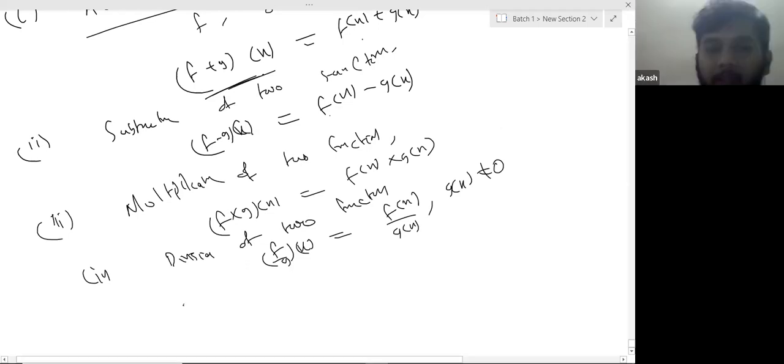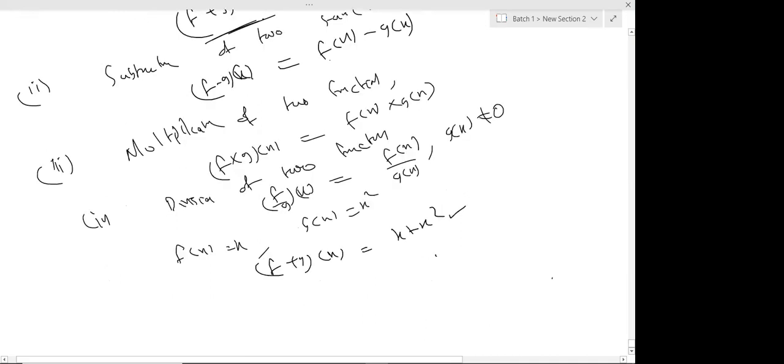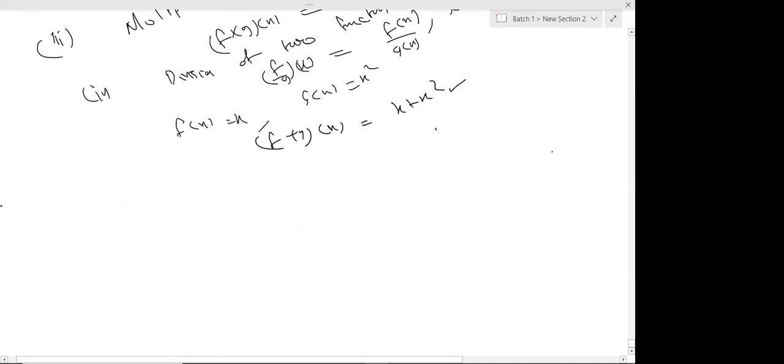All right, what this means is, if f of x is given as x and g of x is given as x square, and they ask for f plus g of x, then simply add those functions: x plus x square. Right? This is that simple. All right, easy.